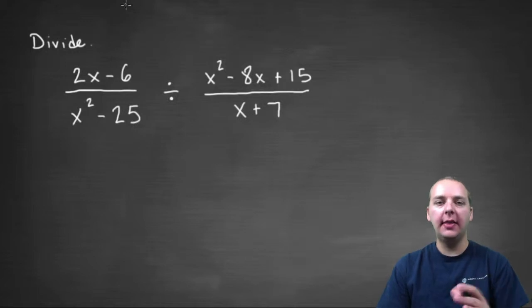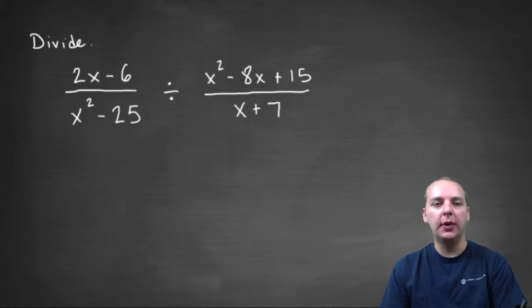Let's see if we can divide these two rational expressions. The first one is 2x minus 6 divided by x squared minus 25, and we want to divide that by x squared minus 8x plus 15 divided by x plus 7. Before we do anything, let's factor all of these so we see what the different factors are we have to work with.